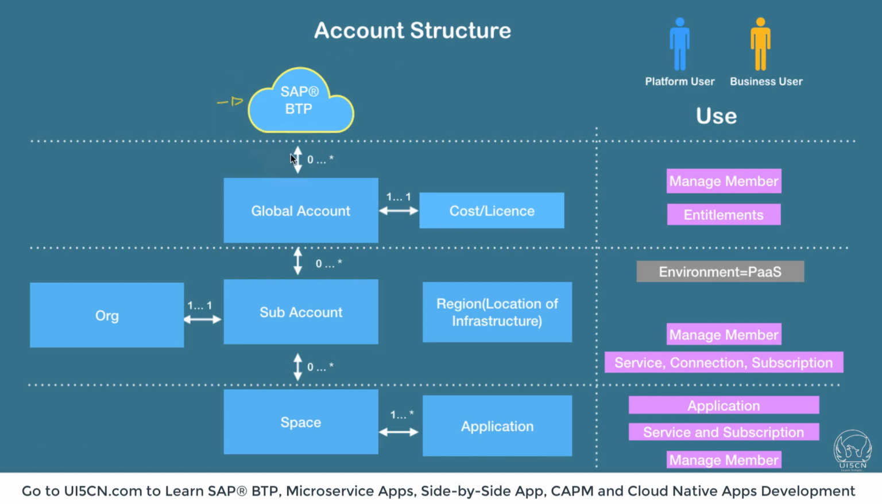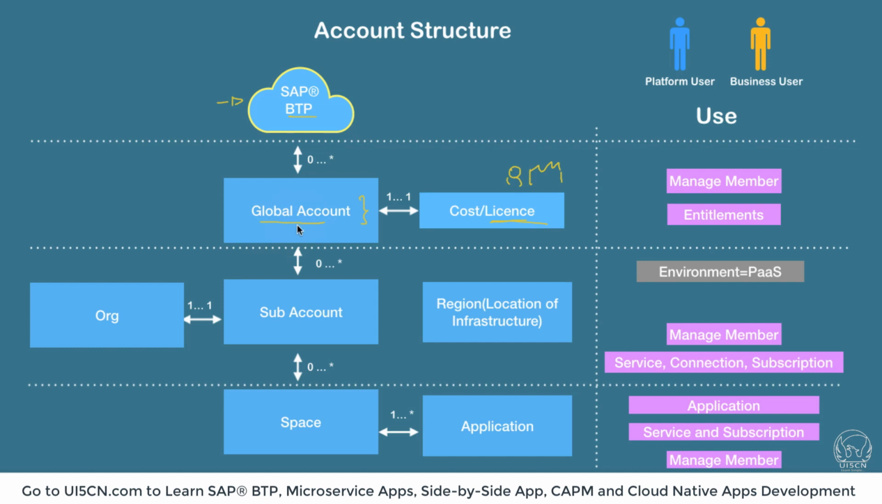the SAP BTP can have one or multiple global accounts. Now, when you are entering SAP BTP in a free trial, then you only have one global account. And global accounts are basically associated with the license or the contract which your company has. So this is your company, and this company has some kind of contract to use SAP BTP. And global accounts are basically there to take care of those licenses and contracts.